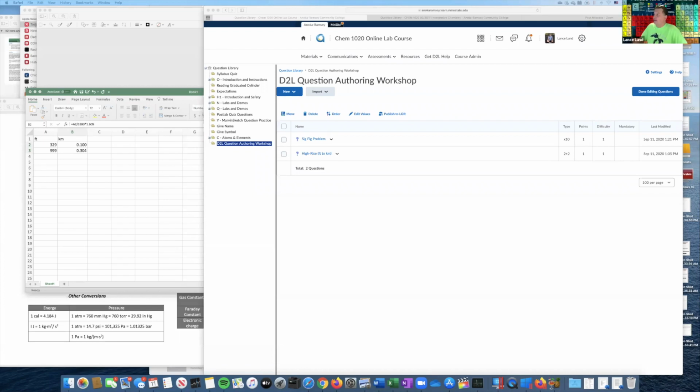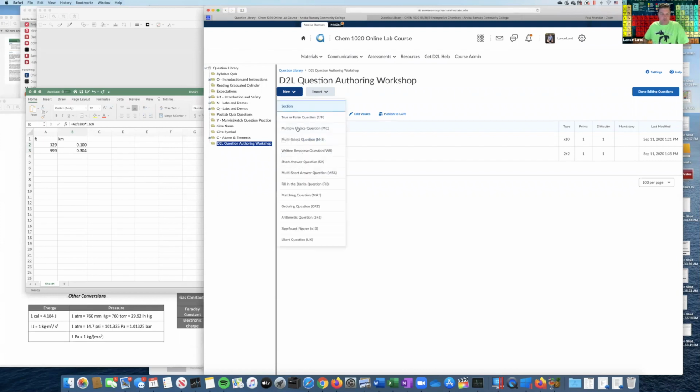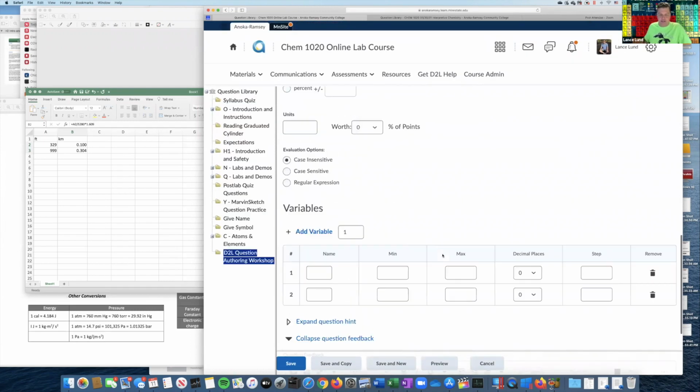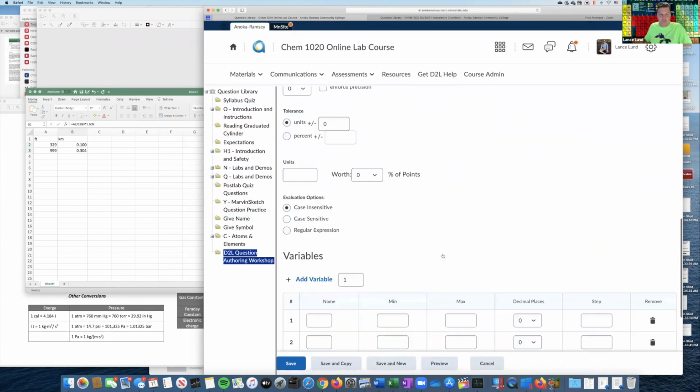All right. Here's another example of one that we might use. And I do this to help avoid cheating. So you're going to help me with this one here. And in fact, if you want to author one on your side while we do this, I am going to create a new arithmetic question. And it's going to look like this. In fact, let me just zoom in a bit so you can see this a little better.